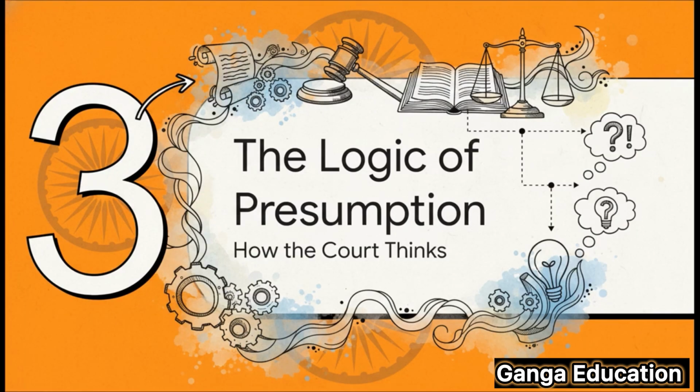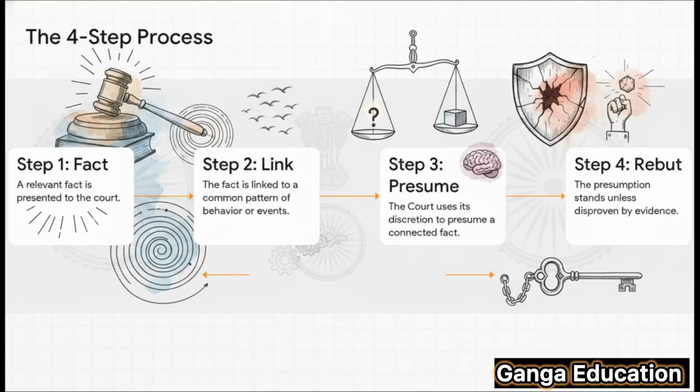So how does a court actually apply this logic in practice? Let's get inside a judge's head and look at the thought process. It's basically a simple four-step process. As you can see, it all starts with step 1. A fact is presented in court. Then, in step 2, the court links that fact to a common pattern of life. In step 3, the court uses its discretion and says, okay, based on this, I'm going to presume this other fact is also true. And finally, step 4. That presumption stands strong unless someone comes along and knocks it down with counter-evidence.